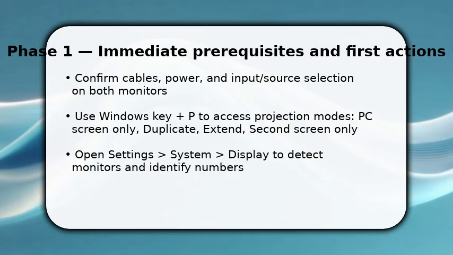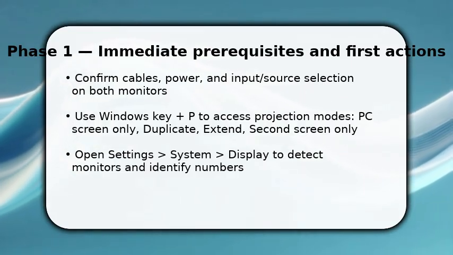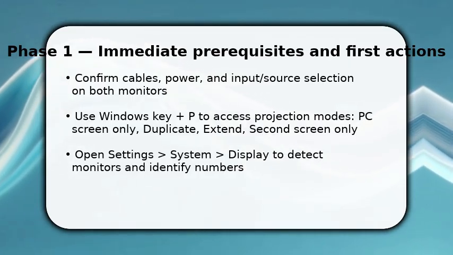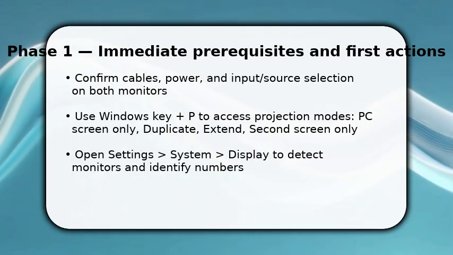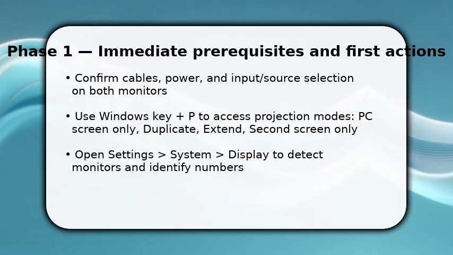You begin by verifying hardware: cables snug, monitors powered, and the correct input selected. Open Settings, System, Display, then click Detect if a screen is missing. Once done, press Windows key plus P to pick Duplicate or Extend. Choose Extend to expand your workspace.